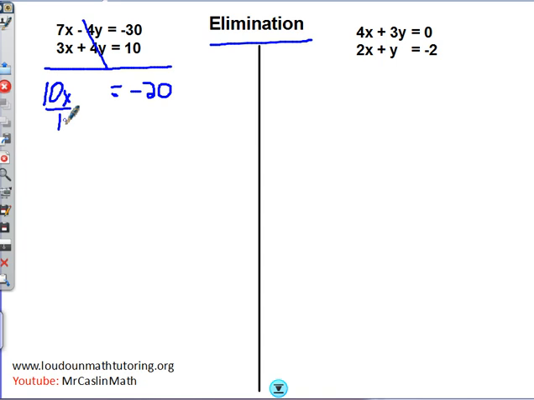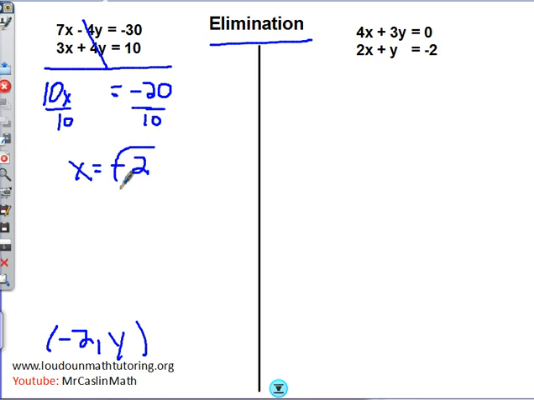Divide by 10 to get x is equal to negative 2. Now, I don't know if you've just done some substitution problems. I hope you're seeing that this is, in most cases, much faster. We already have half of our solution, remember our solution is going to be an ordered pair. x, y. We have our x. We're looking for our y.